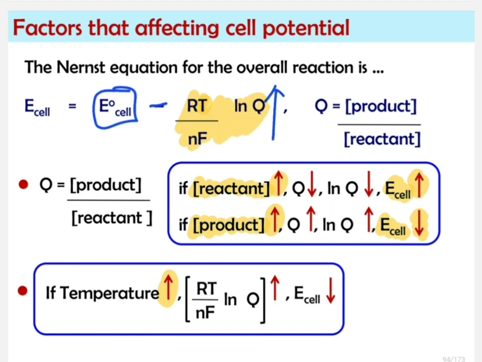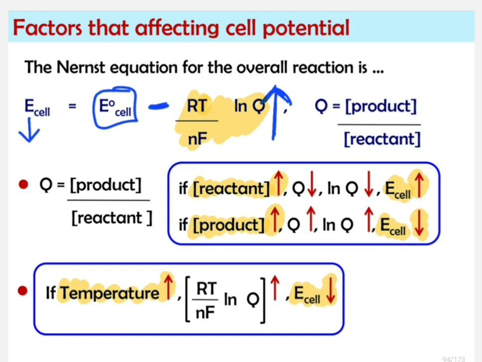So something tolak benda yang makin besar menyebabkan E cell akan berkurang. Okay, so conclusionnya, apa terjadi kalau temperature increase? It will cause this value of cell potential to decrease.